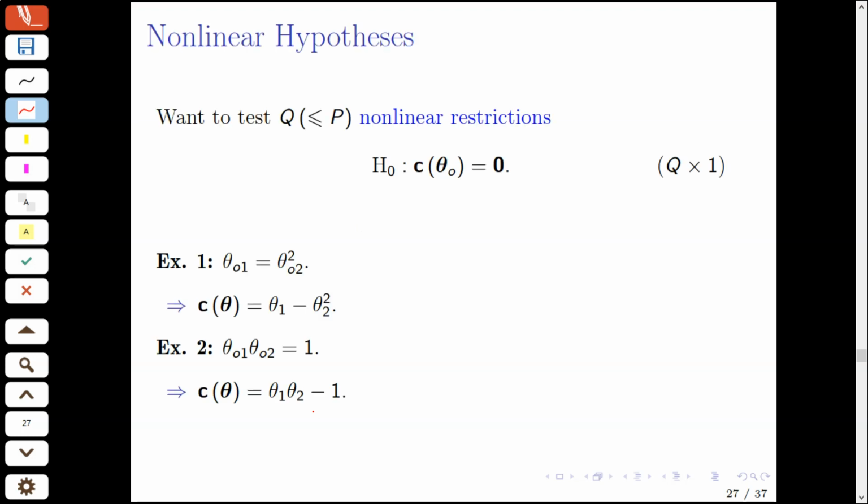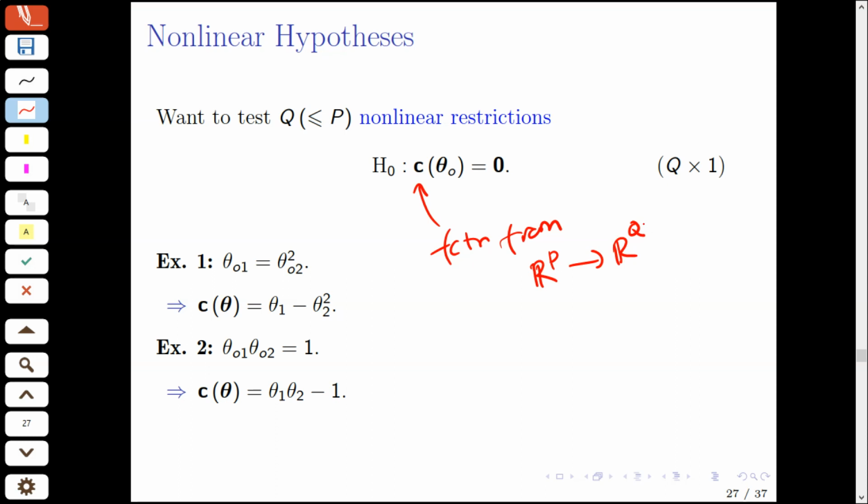Suppose now that what we want to test are Q possibly nonlinear restrictions. So we want to test the null hypothesis, say H0, that some function of the true parameters, theta naught, is equal to 0. Here, the possibly nonlinear restrictions are described by this restriction function C. So here C is a function from R^P to R^Q.